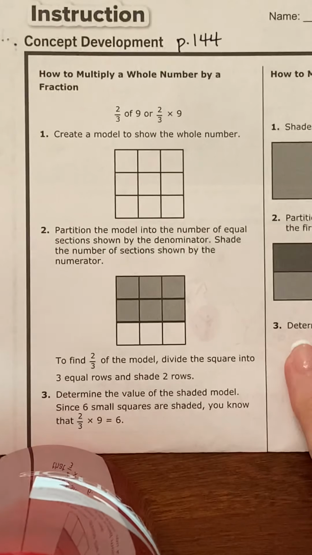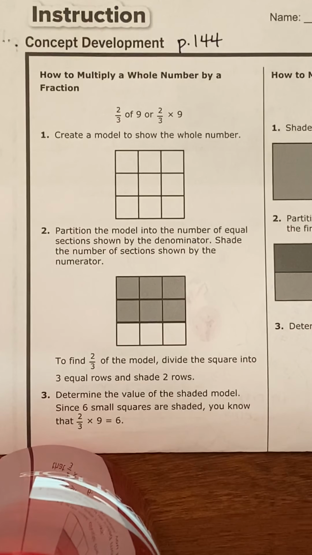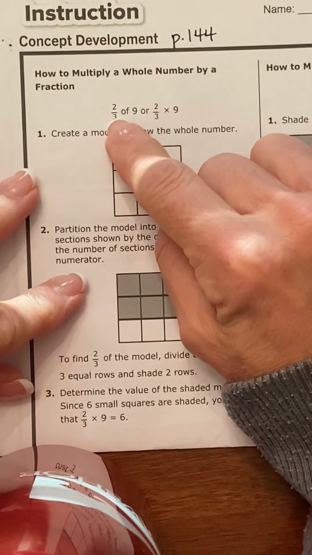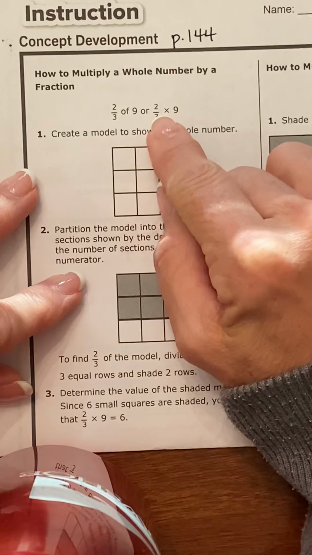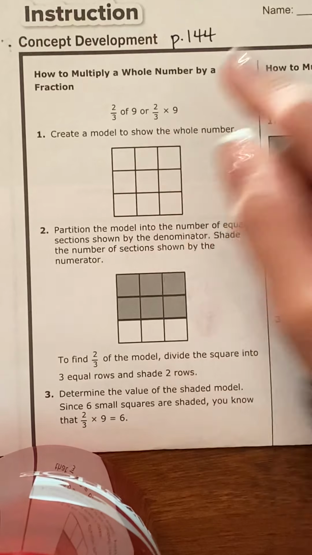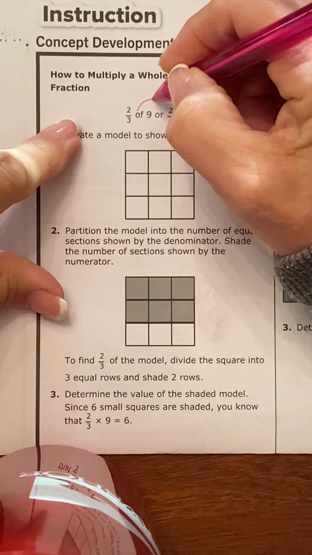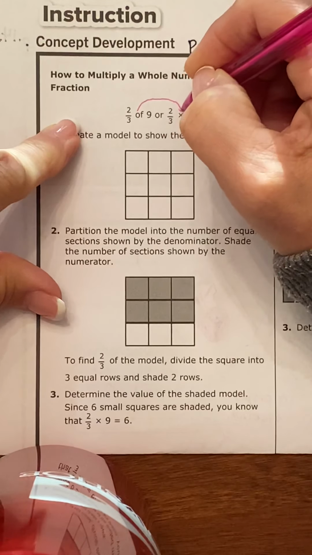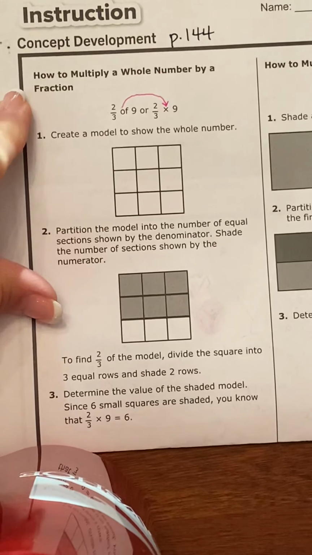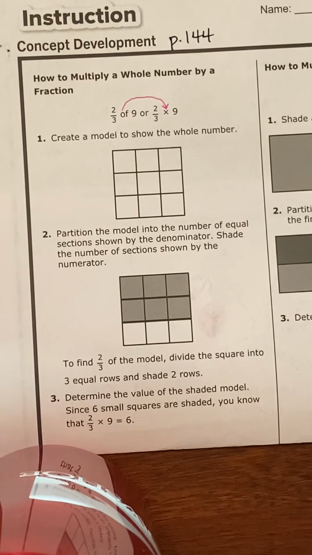We're on page 144, multiplying a fraction by a fraction. It says how to multiply a whole number by a fraction. You're finding 2/3 of 9, which is the same thing as 2/3 times 9. Again, we've talked about this in class. Of means to multiply. So why don't you draw an arrow right there and commit that to memory.